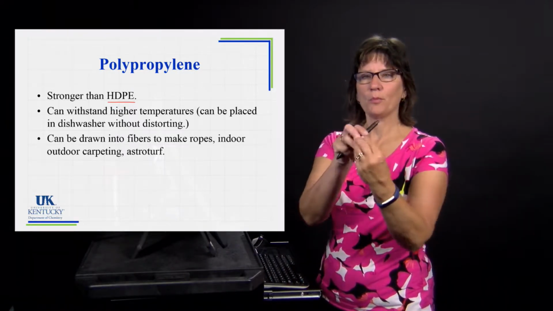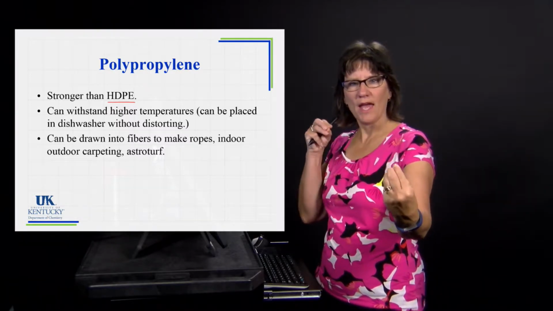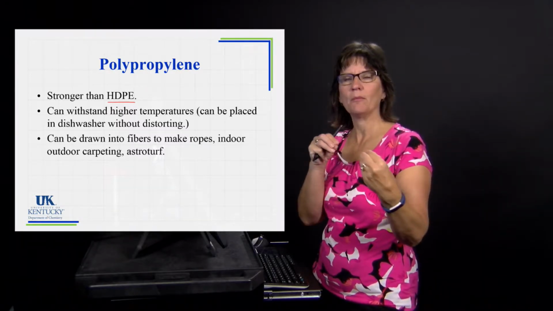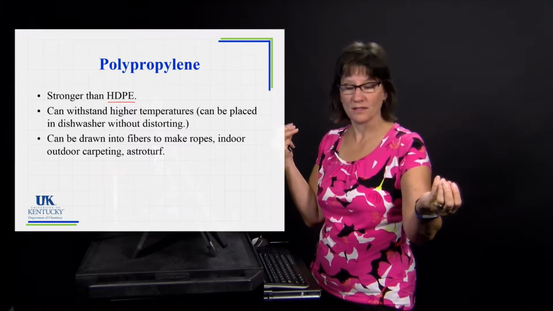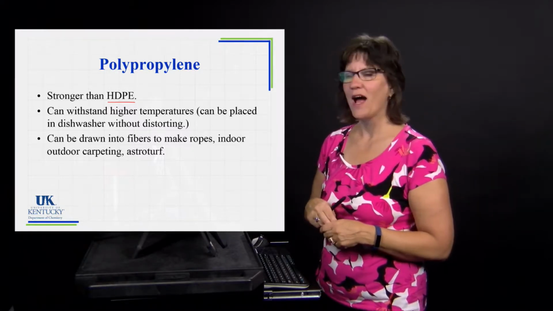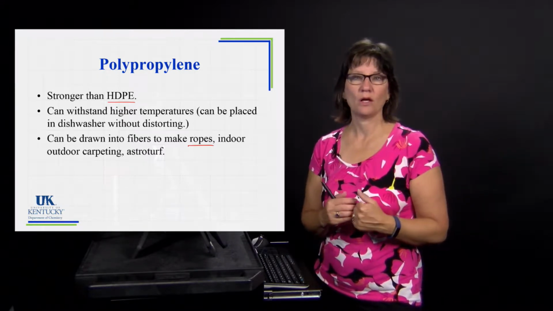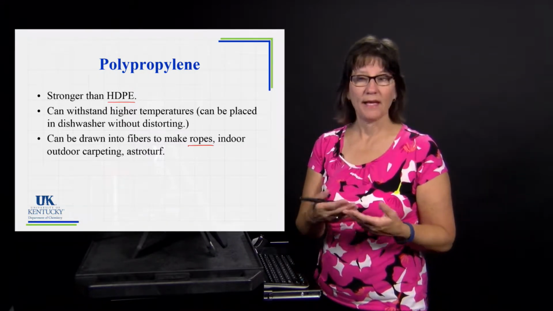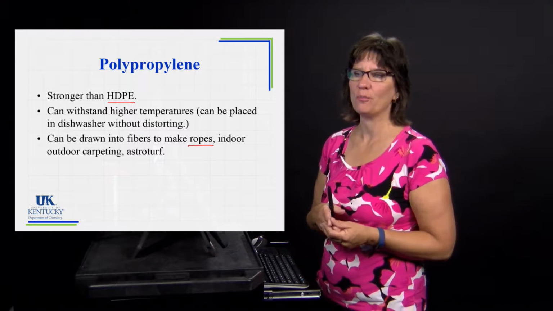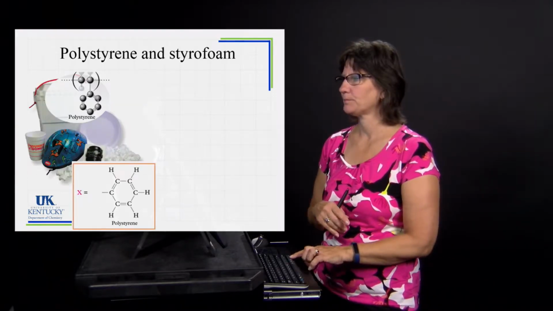Another thing about polypropylene is you can pull it into fibers, and as you draw it into fibers, you're making threads out of it. And so these fibers could be used to make ropes. It could be used to make indoor carpet. AstroTurf would be made of polypropylene.